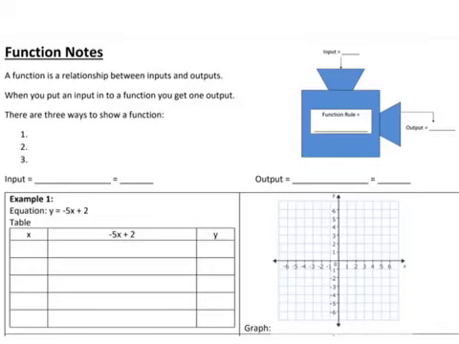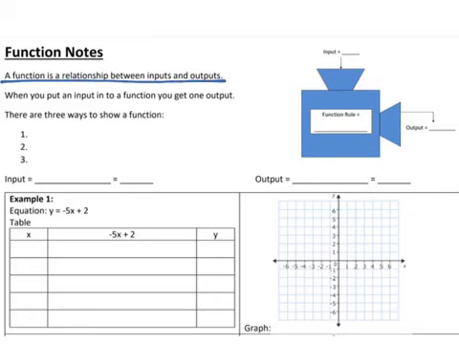Alright, we're going to start to go a little bit more in depth with what we know about functions. So we've talked a little bit about plotting points onto a graph, something like a coordinate plane. And now we're going to look a little bit more in depth at what a function is. So a function is a relationship between inputs and outputs.